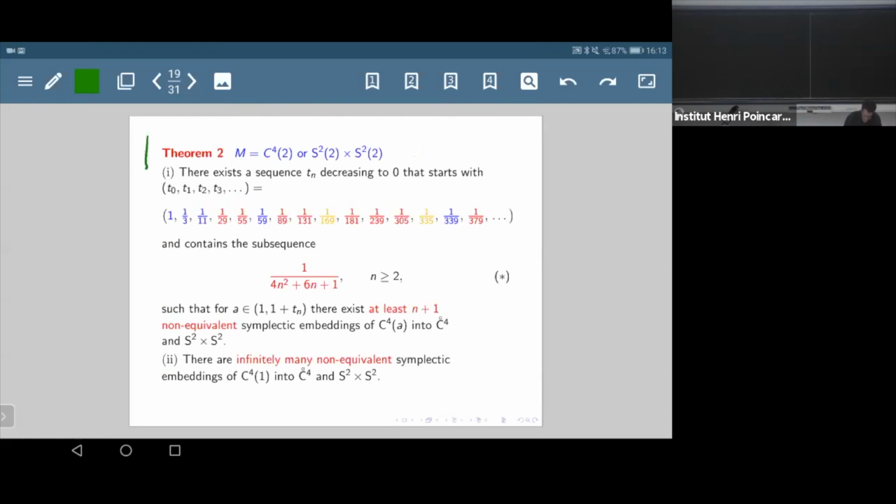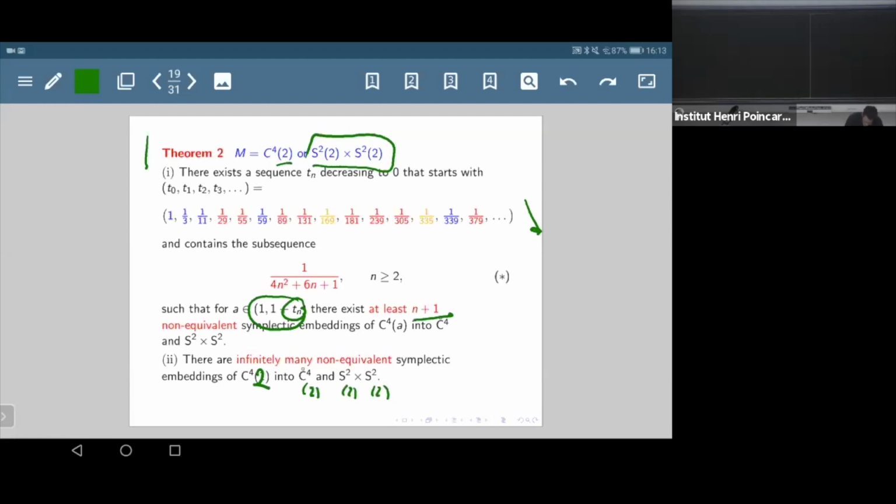And I want to embed a cube into a fixed cube. The sizes are now different. And here something I like happens. You get much more, and the numbers get much more interesting. So here you get a similar result. You get a sequence of numbers that go to 0, such that if you stay a bit above 1 up to this number, you get n many different embeddings. And at 1, here it should be a 2, you get infinitely many embeddings into the cubes, or the sphere cross the sphere of this size.